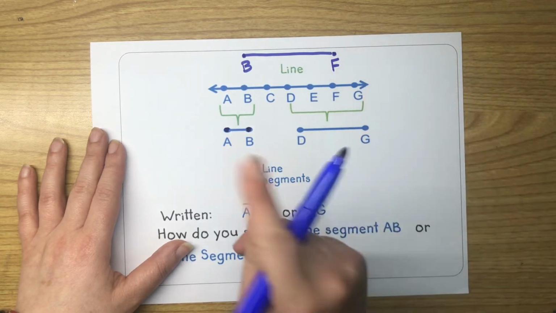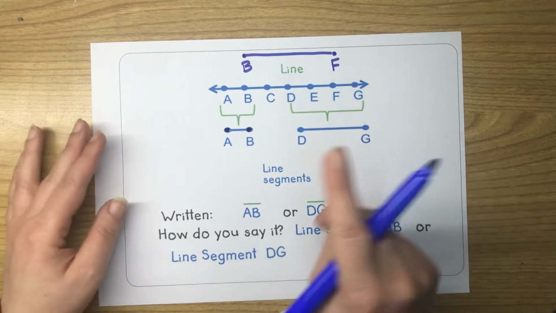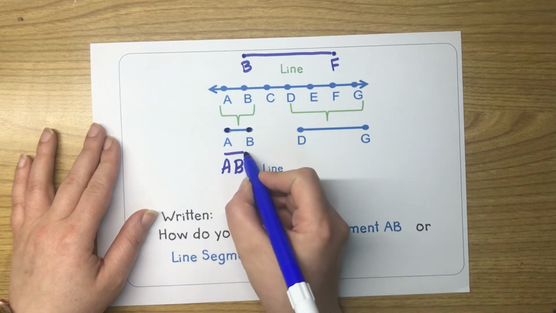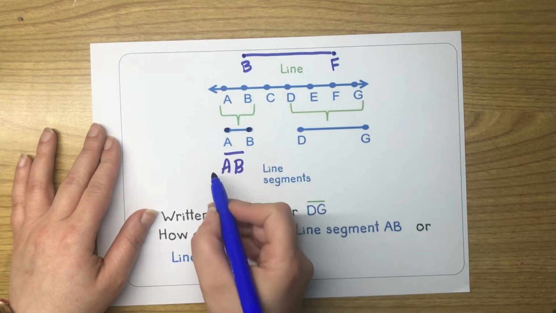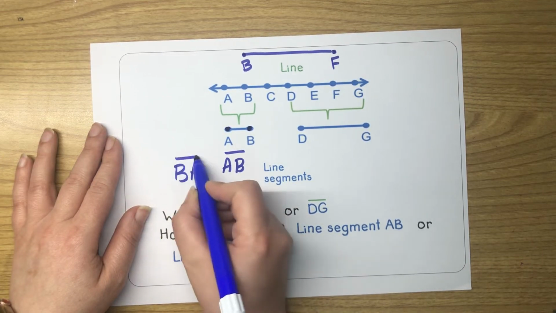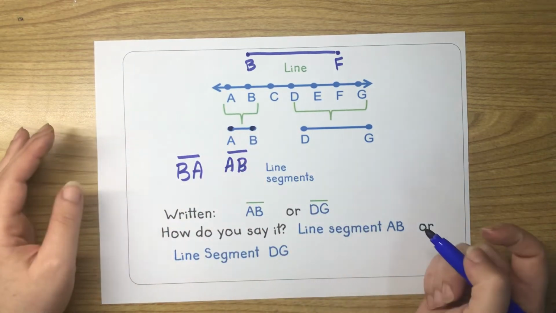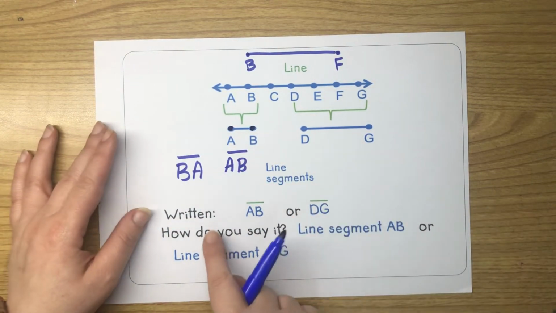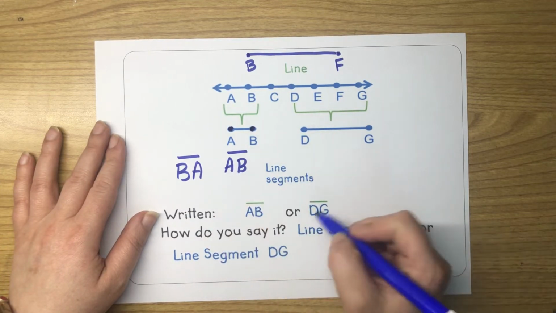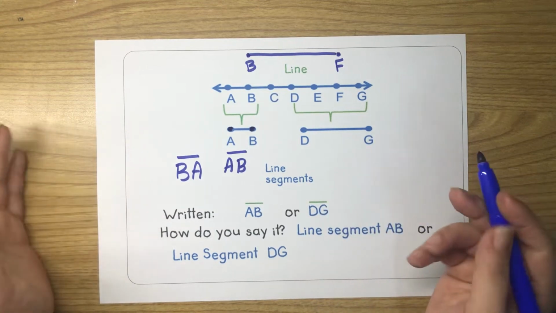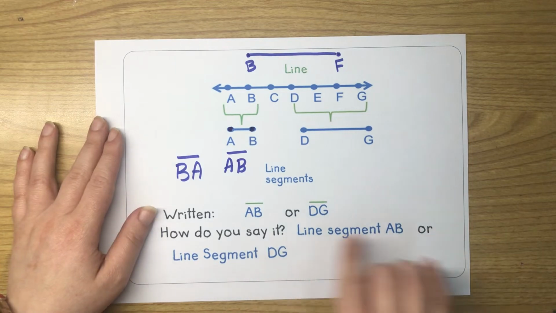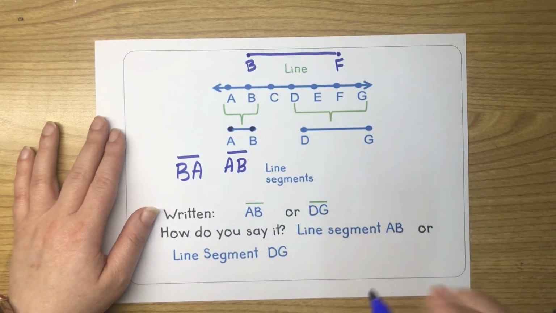You can read or write it as line segment AB. It has no arrows on top of it, and you can write it as line segment BA with the small segment above. So for these line segments, we can write it as AB with this small segment above, or DJ, the same thing. How we read it: line segment AB, or the other one is line segment DJ.